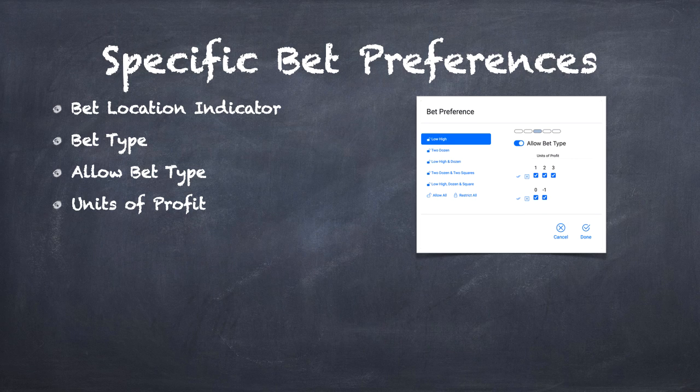You can basically turn that off, and you can see that in the allow bet toggle. And then below that, you can go ahead and say how many units of profit you want. In this particular example, we are saying the 3rd bet in a 5-bet sequence, we allow low-high, and also we are okay with a unit of profit of 1, 2, 3, or 0, or even -1. And that -1 is kind of interesting. That basically means that even if you win the bet sequence, you could still lose money.